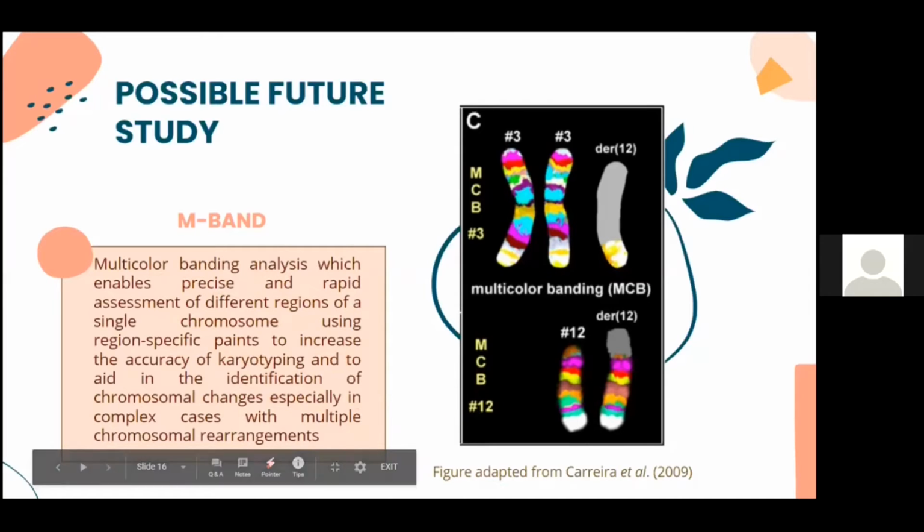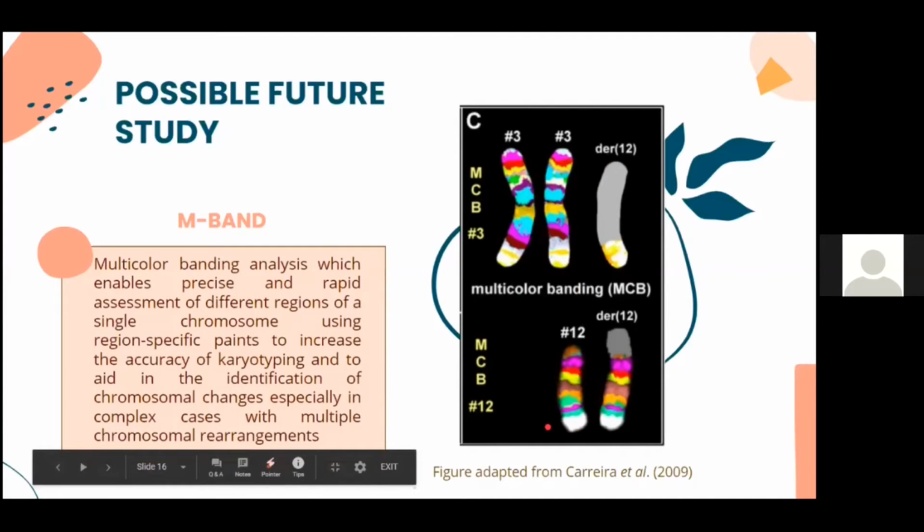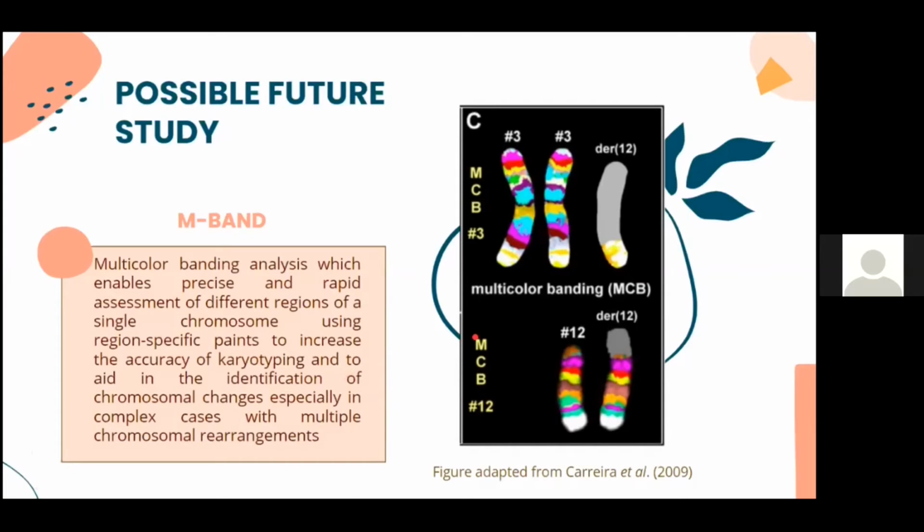So this method, okay. For example, look at this figure. This is the normal chromosome 3 and this one is the normal chromosome 12. Using specific probe sets for these chromosomes, the researchers could prove that the additional material on derivative chromosome 12 resulted from an inverted duplication of the end part of the long arm of chromosome 3. See, the terminal portion of the long arm of chromosome 3 has become the short arm of chromosome 12.